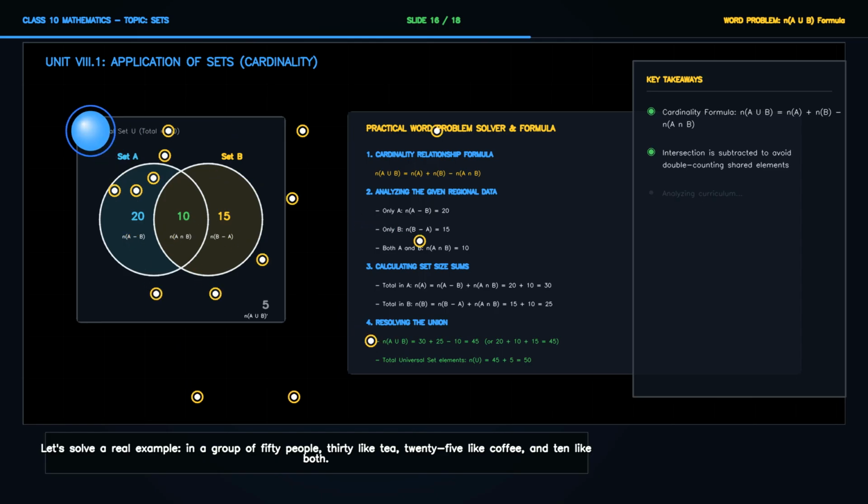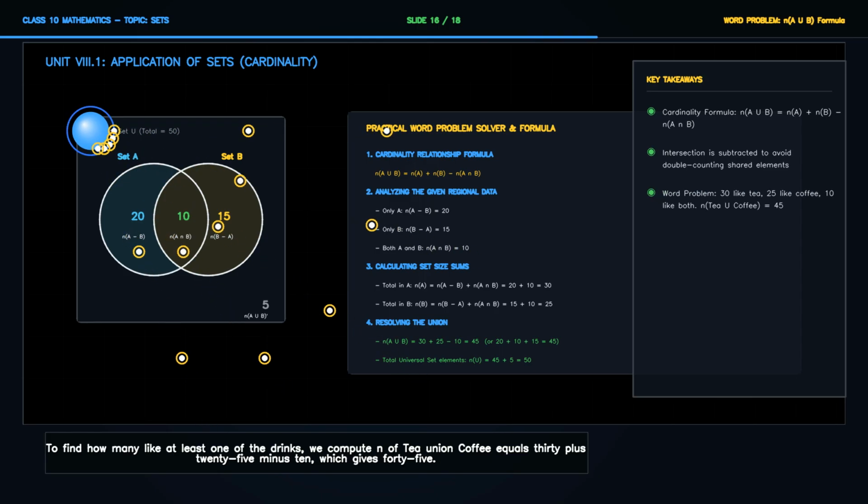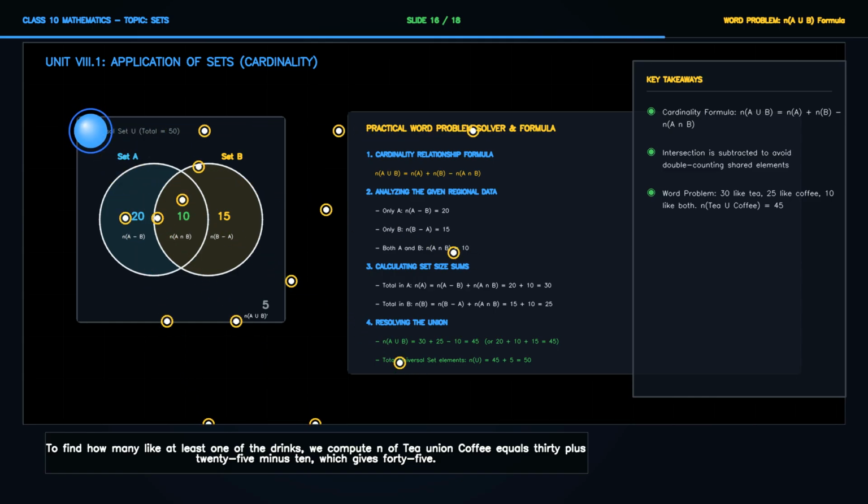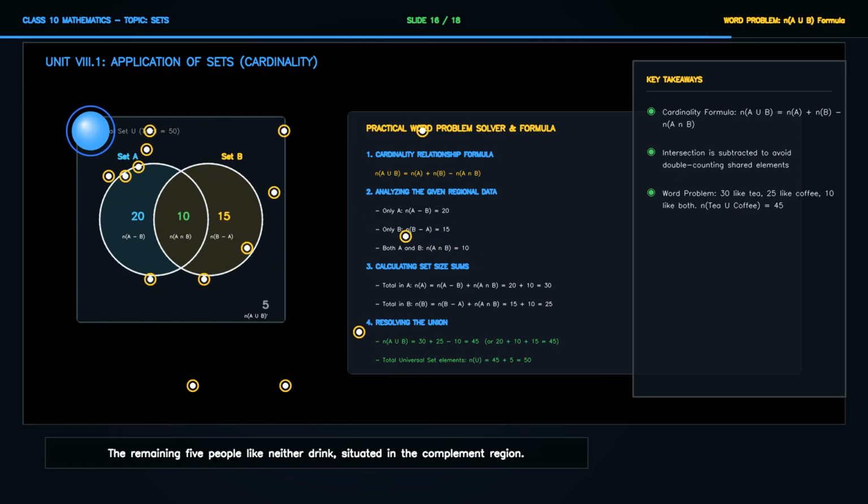In a group of 50 people, 30 like tea, 25 like coffee, and 10 like both. To find how many like at least one of the drinks, we compute n(tea union coffee) equals 30 plus 25 minus 10, which gives 45. The remaining 5 people like neither drink, situated in the complement region.